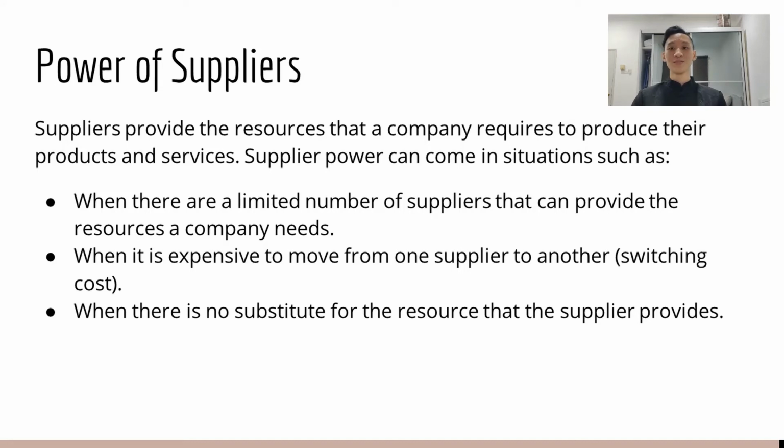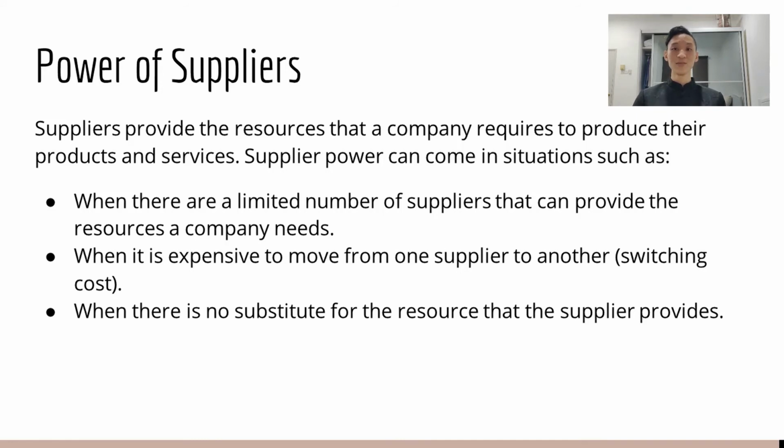So basically every company that produces a product requires a resource to make the product. So they get the resource from a supplier. Basically, suppliers produce the resource that a company needs to produce their own products and services. Suppliers can get power in different situations, such as when there is a limited number of suppliers that can provide the resource a company needs.